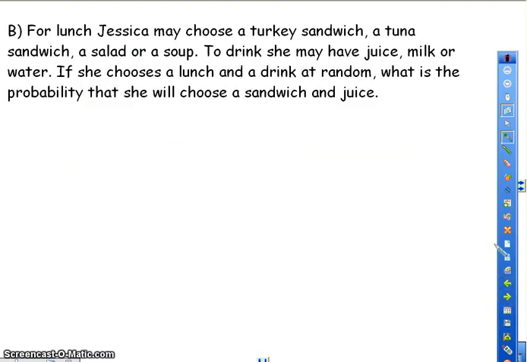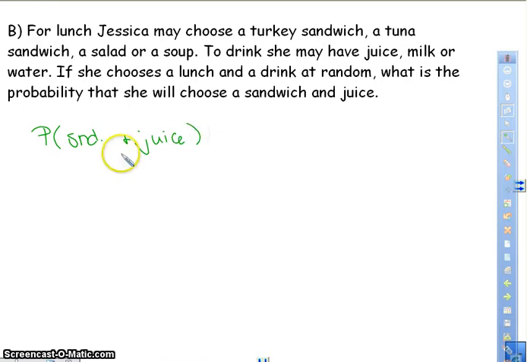For lunch, Jessica may choose a turkey sandwich, a tuna sandwich, a salad, or a soup. To drink, she may have juice, milk, or water. If she chooses a lunch and a drink at random, what is the probability that she would choose a sandwich and a juice? So once again, it's "and." And what sandwich I choose has nothing to do with what drink I choose. Maybe one goes together with the other, but it's not going to affect the other's probability. So this once again is an independent event.